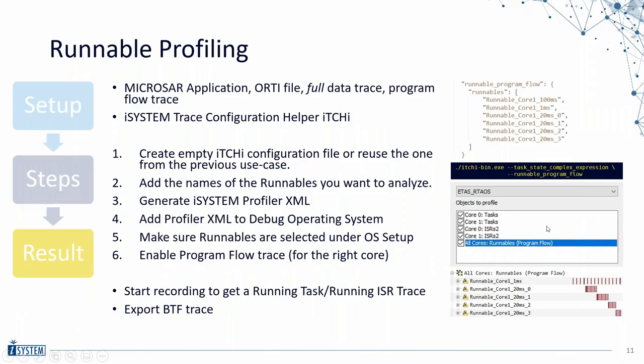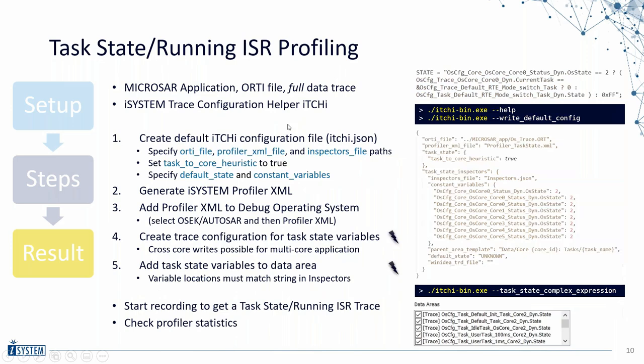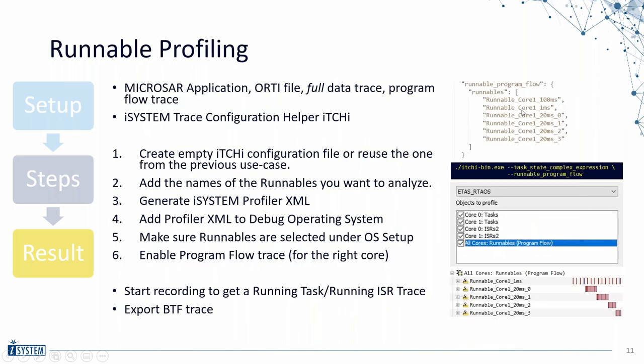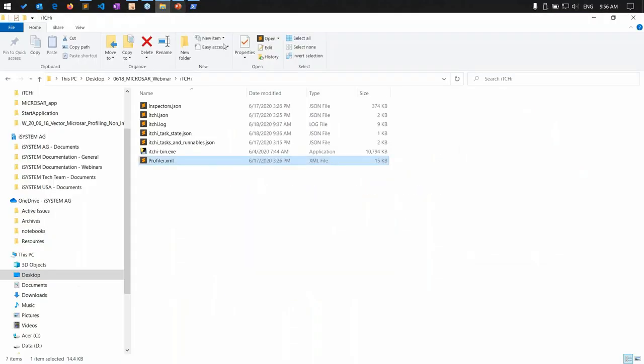The last use case is runnable profiling. In order to do runnable profiling without instrumentation, you need program flow trace capabilities. Once you have program flow trace capabilities, you add another section to the iSYSTEM configuration file that lists the runnables. And then I recommend just using the configuration from the previous step, just extend that configuration with the runnables. And then when you execute iSYSTEM, you want the task state complex expression as well as the runnable program flow flag. So let's see how that looks in the configuration file.